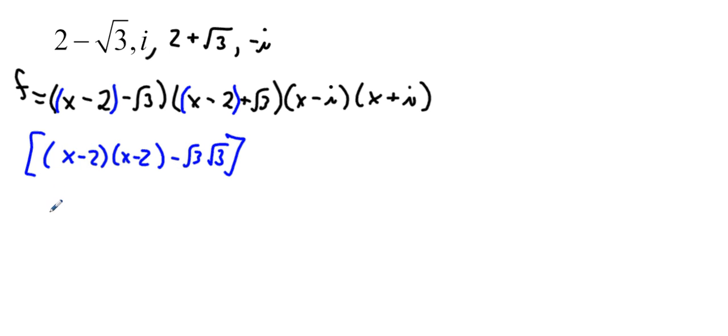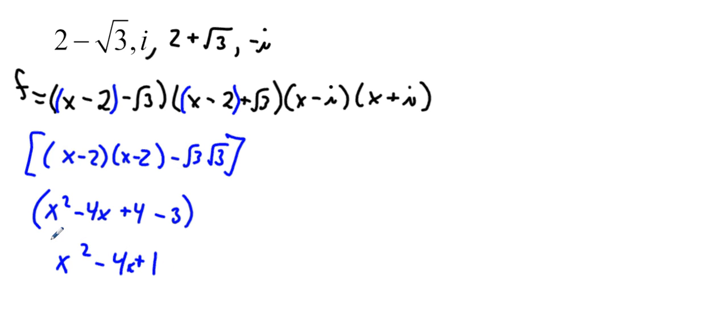Now let's finish this off. We're going to have x squared. We're just going to FOIL this normally. We'll have negative 4x, and we'll have plus 4. This right here is going to turn to negative 3, because square root of 3 times square root of 3 is 3, with the negative. Now we can simplify this to x squared minus 4x plus 1.